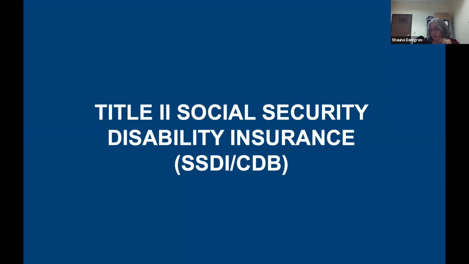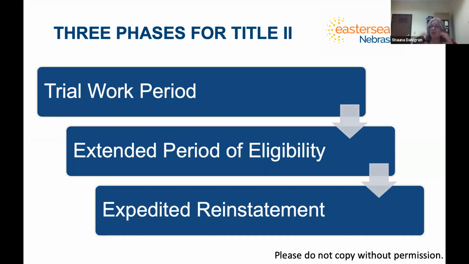So now moving on to Social Security disability insurance, or those Title II benefits. Again, just generally speaking, this is a general list of the 3 main work incentive phases for those Title II benefits, which would again be that SSDI or that CDB benefit, the benefit off of a parent's record. There's a trial work period, an extended period of eligibility, and then an expedited reinstatement period.